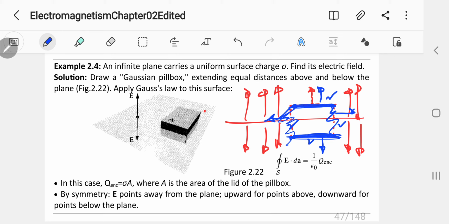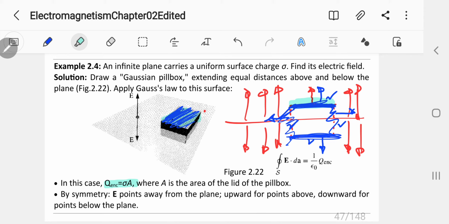So again, you can chop the integral into 4 surfaces, and from these 4 surfaces only 2 surfaces will contribute to the flux. So here, this surface will enclose a charge that is sigma times A, which is also the area here and also the area here. So that is the area of the pillbox at the top, and that's the same area at the bottom as well.